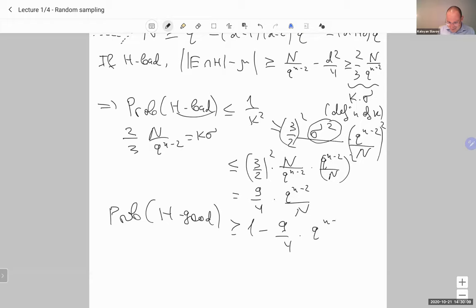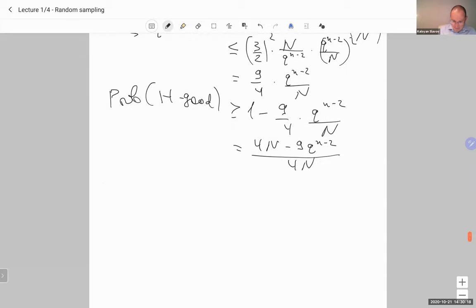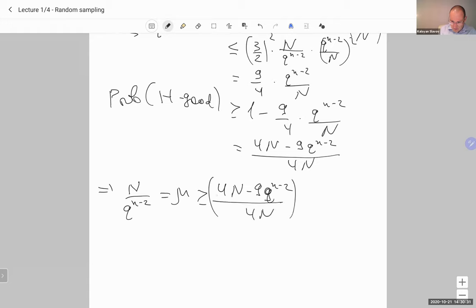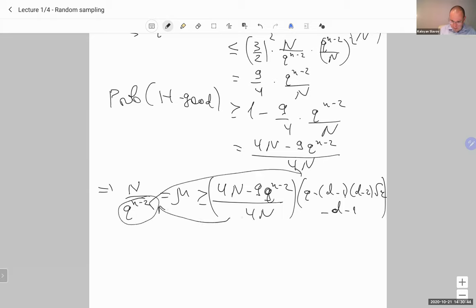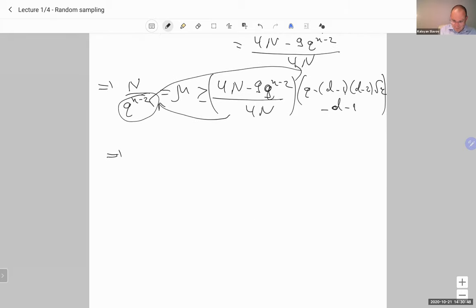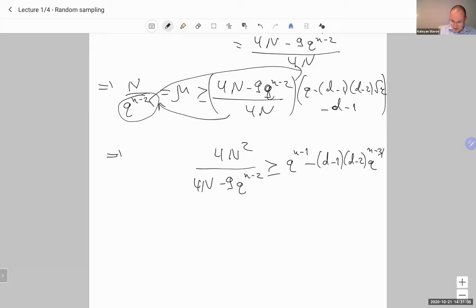q to the n minus 2 divided by n. So it's (4n minus 9 q to the n minus 2) divided by 4n. And therefore, the mean, which was n over q to the n minus 2, is greater than or equal to this probability, (4n minus 9 q to the n minus 2) over 4n, times (q minus d minus 1)(d minus 2) square root of q minus d minus 1. Now bring this here, and the q to the n minus 2, bring it there. Therefore, 4n squared divided by (4n minus 9 q to the n minus 2) is greater than or equal to q to the n minus 1 minus, this looks like what we want, q to the n minus 3 halves minus (d plus 1) q to the n minus 2. Yes?